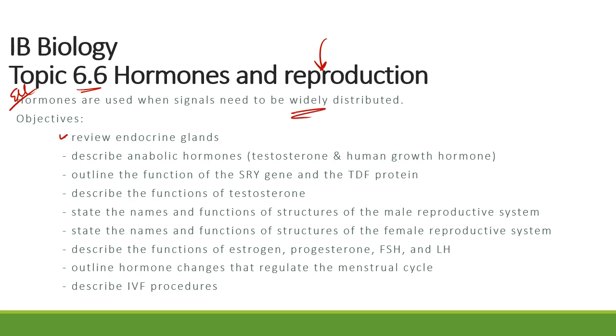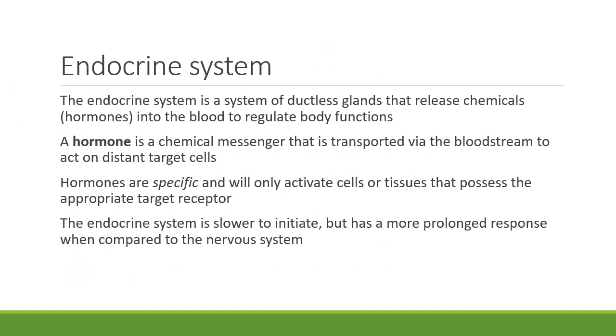Our objectives: we're going to review endocrine glands, we're going to describe anabolic hormones, testosterone, human growth hormone, we're going to outline the function of the SRY gene and the TDF protein, we're going to describe functions of testosterone, we're going to state the names and functions of structures of the male reproductive system, we'll do the same thing for the female reproductive system, we're going to describe the functions of estrogen, progesterone, FSH, and LH, other hormones, we're going to talk about the hormonal changes that regulate the menstrual cycle, and then we will wrap up with a little look at IVF. First up, let's look at a little bit of a review of the endocrine system.